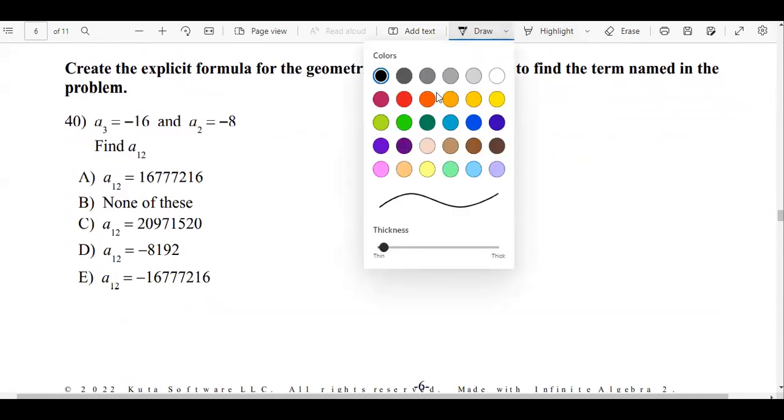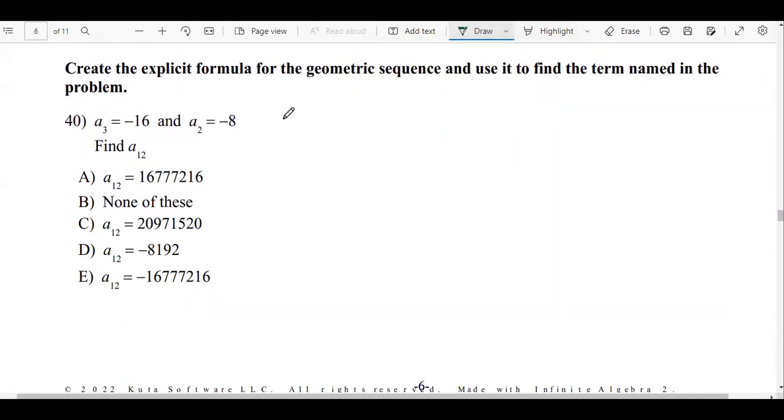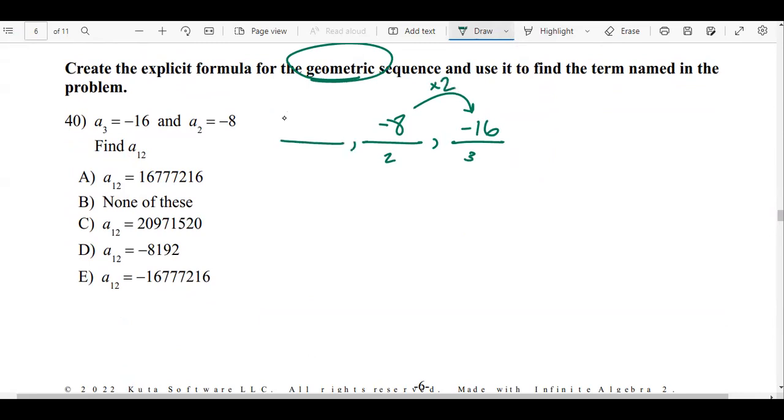Let's do the same thing over here. We've got term 2 is -8. Term 3 is -16. How did one get from that to that? They tell us it's geometric, so we're multiplying by something. Looks like we're multiplying by 2. So if I want to write the explicit formula, I could back up and divide by 2. That would give me -4. That would be the first term. And the 0th term would be -2.